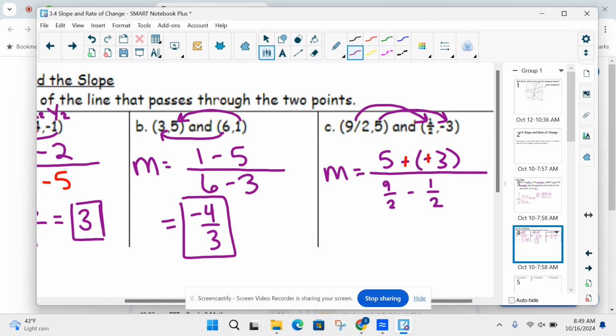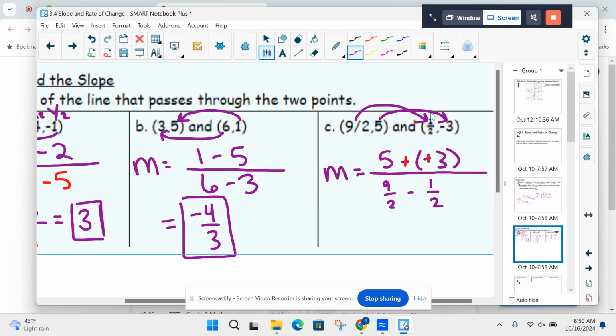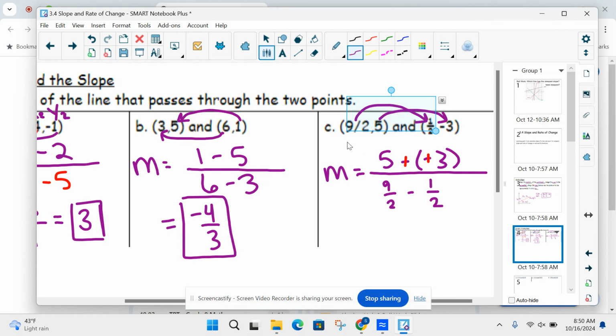So actually subtracting it in this order makes it so that your numerator and your denominator are positive instead of negative. So it actually doesn't matter the order, like I said, as long as you're consistent and you subtract in the same direction. But if you want to avoid negatives, you can subtract this way instead of the other way that we subtracted the first two questions.